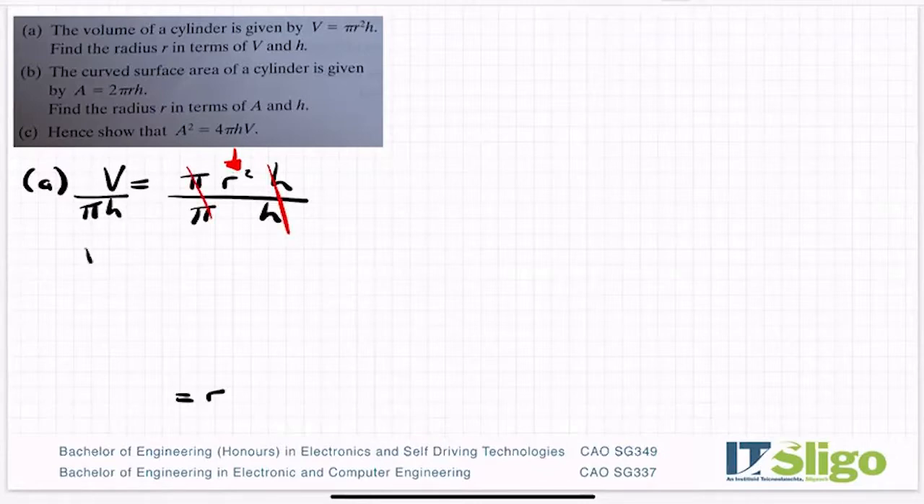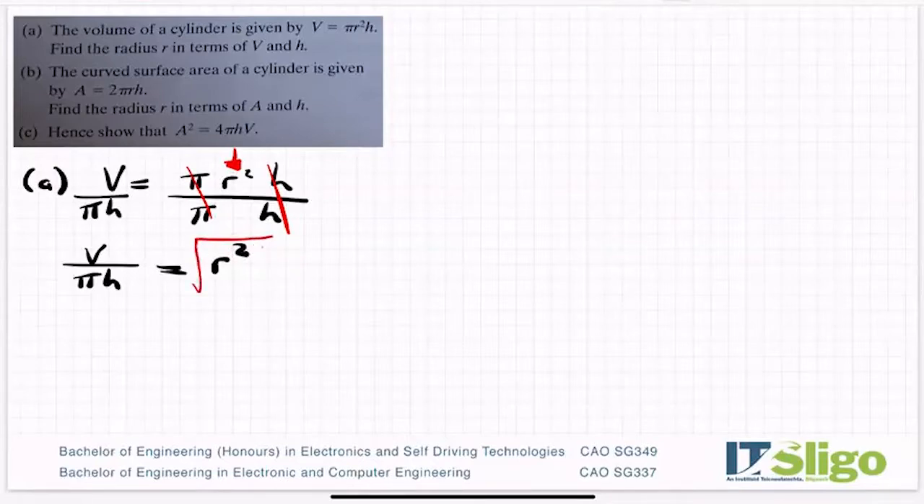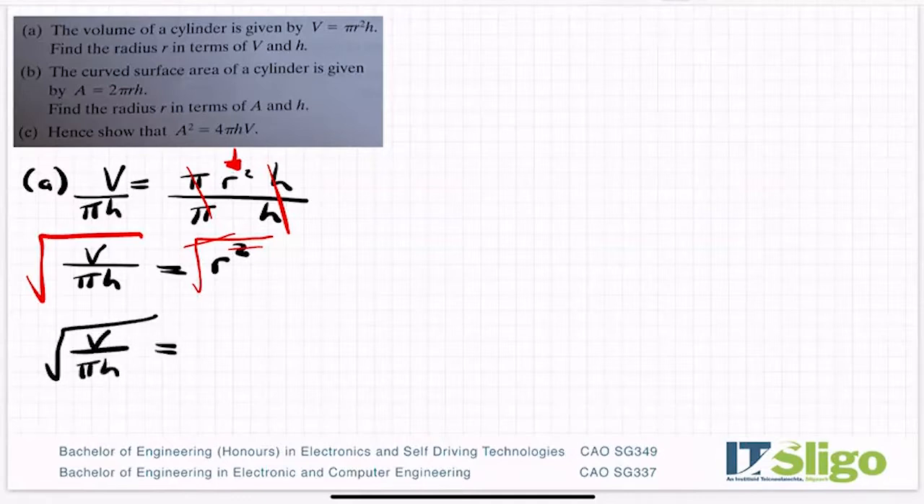We have then V over pi h being equal to r squared. Again, it's always about opposites when you're doing formula manipulation. The opposite of squared is square root. So if I get the square root of that, the square and the square root will cancel. What I do to one side, I must do to the other. So I end up getting the square root of V over pi h being equal to r, that radius. And that's my answer for part A.